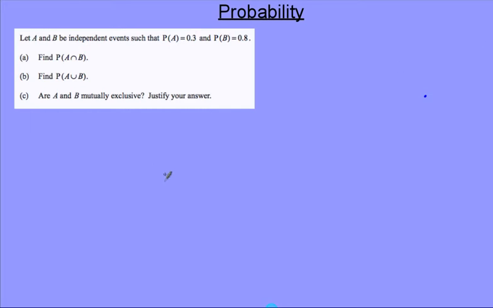Probability question here, and the idea of mutually exclusive comes into it, and the idea of independent, and it uses two very common rules for probability, the addition rule and the multiplication rule.